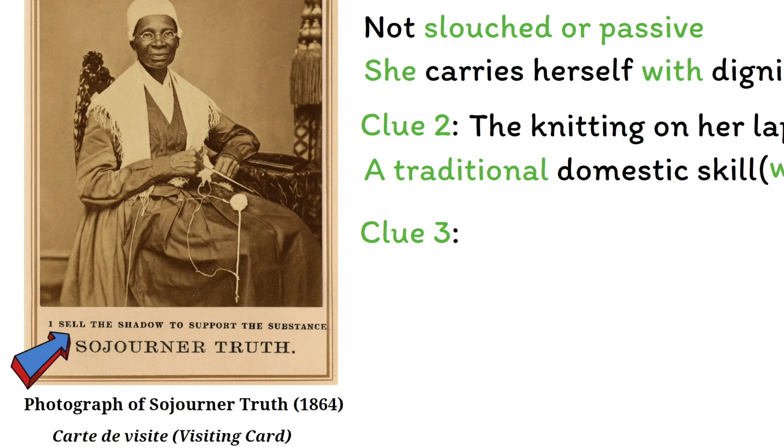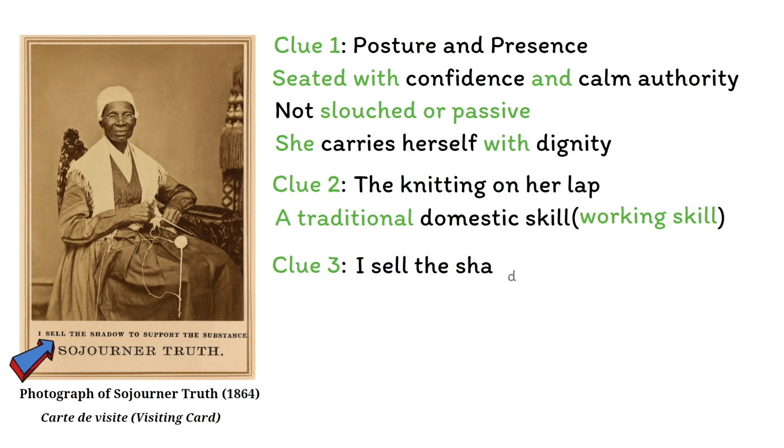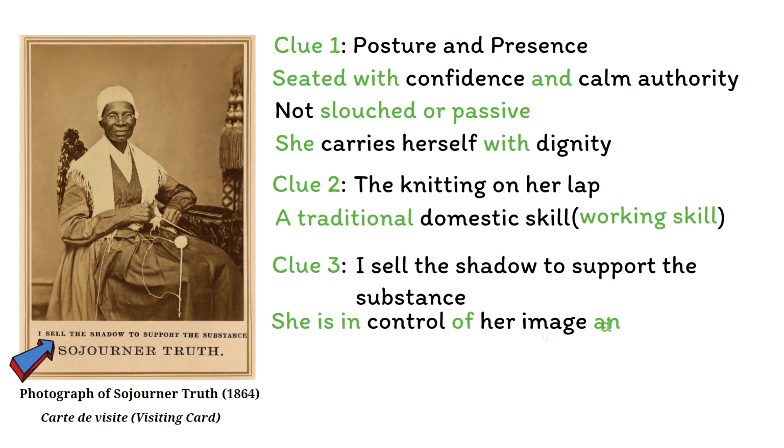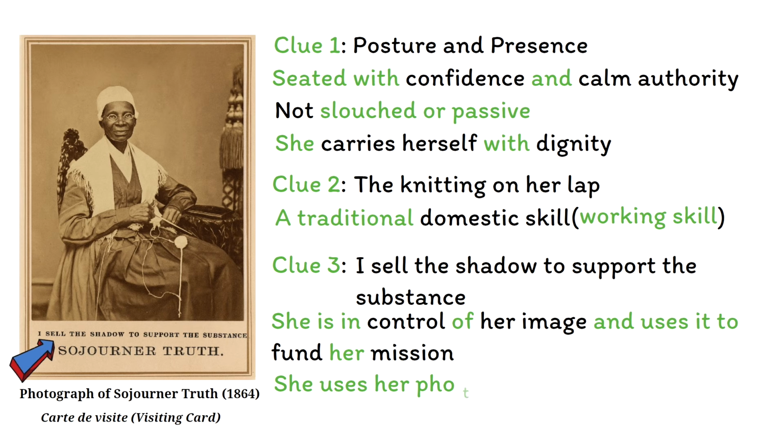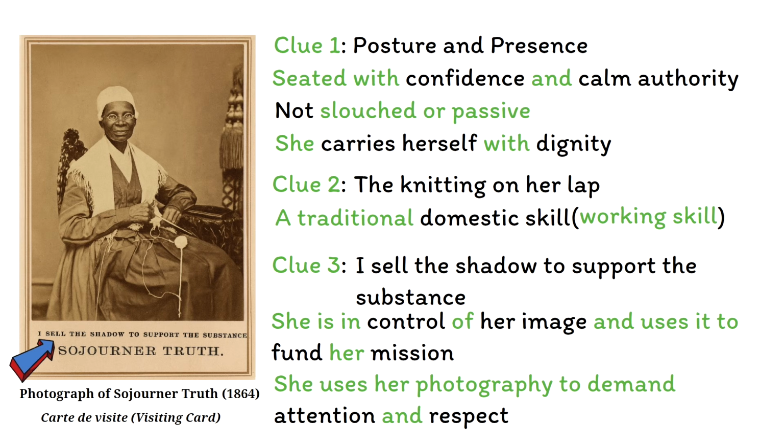The third clue is the caption, "I sell the shadow to support the substance." She printed this phrase under this photo. This tells us that Sojourner Truth is in control of her image and is using it to fund her mission. She knew her worth and used photography to demand attention and respect.